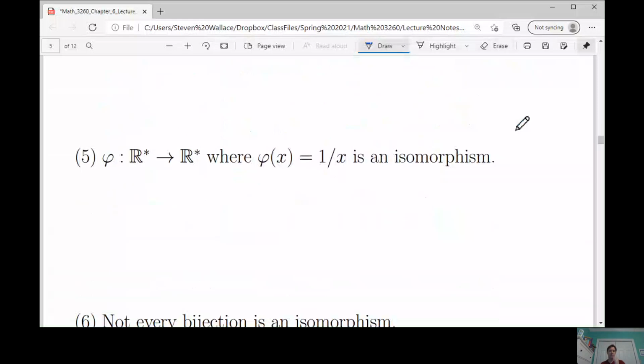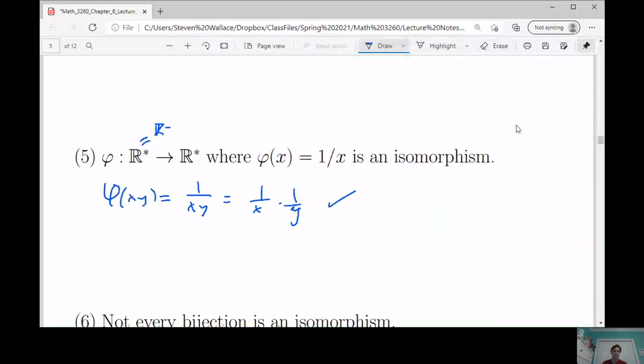What about if we do the reciprocal of numbers in the multiplicative group? This is an isomorphism, okay? Certainly phi of xy will be 1 over xy, but that's the same as 1 over x times 1 over y. Okay, that works. We don't have any issues with dividing by 0 here, because in the multiplicative group, remember, this thing is R without the number 0 under multiplication, right?